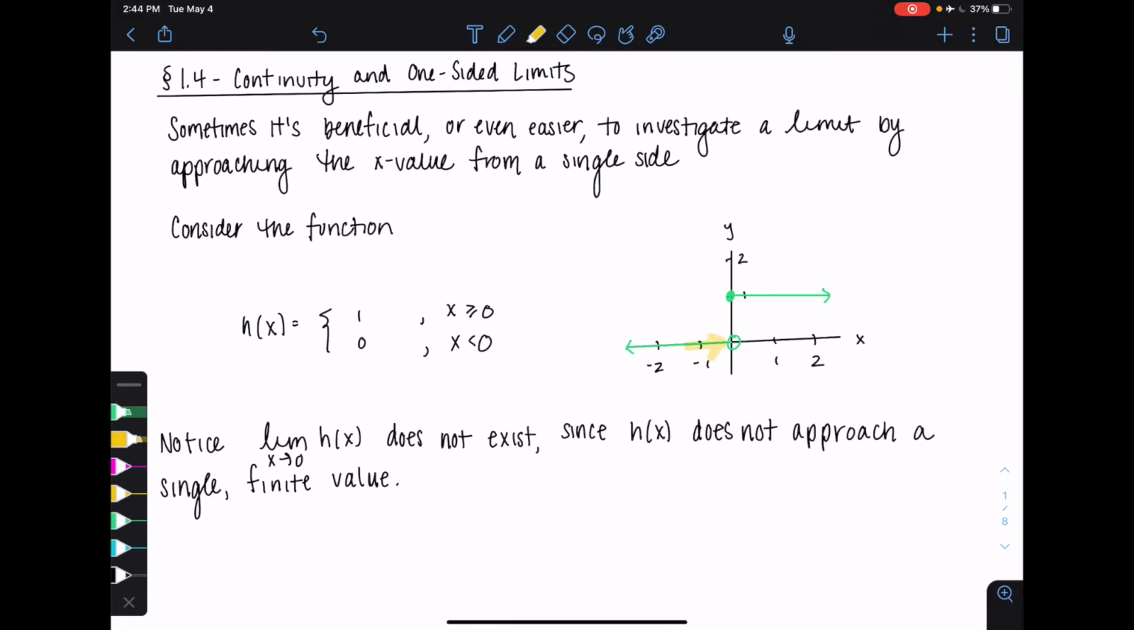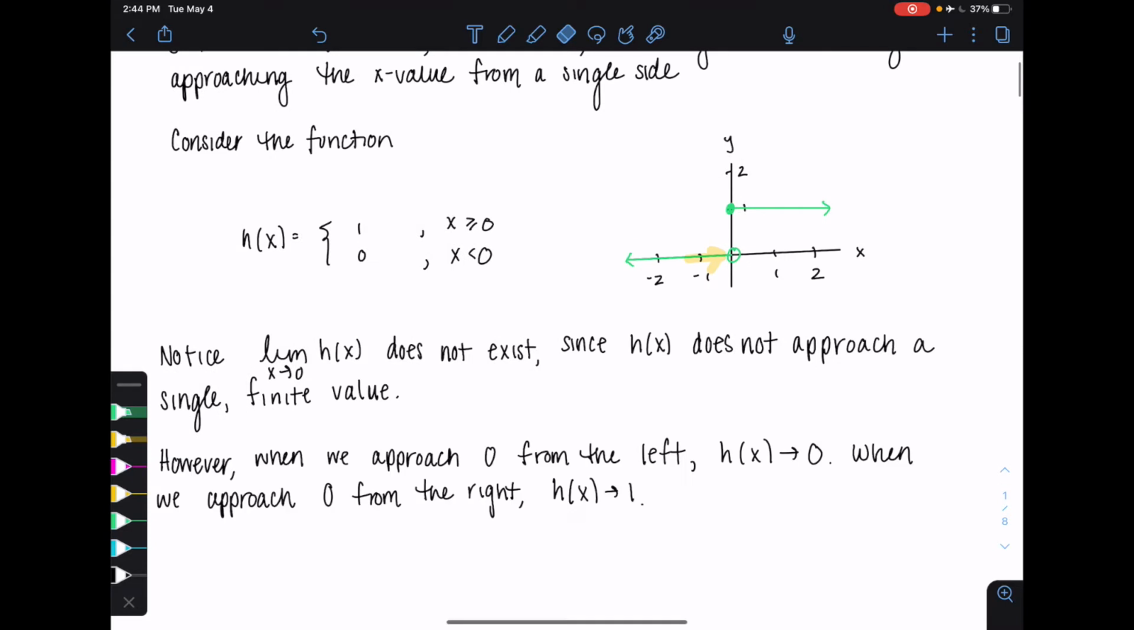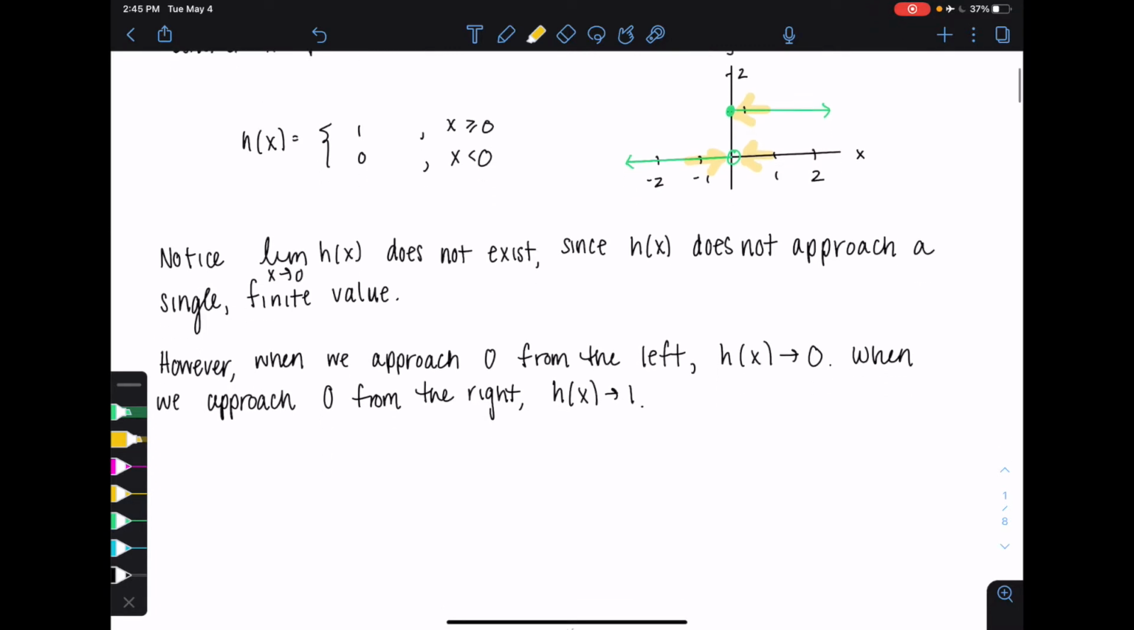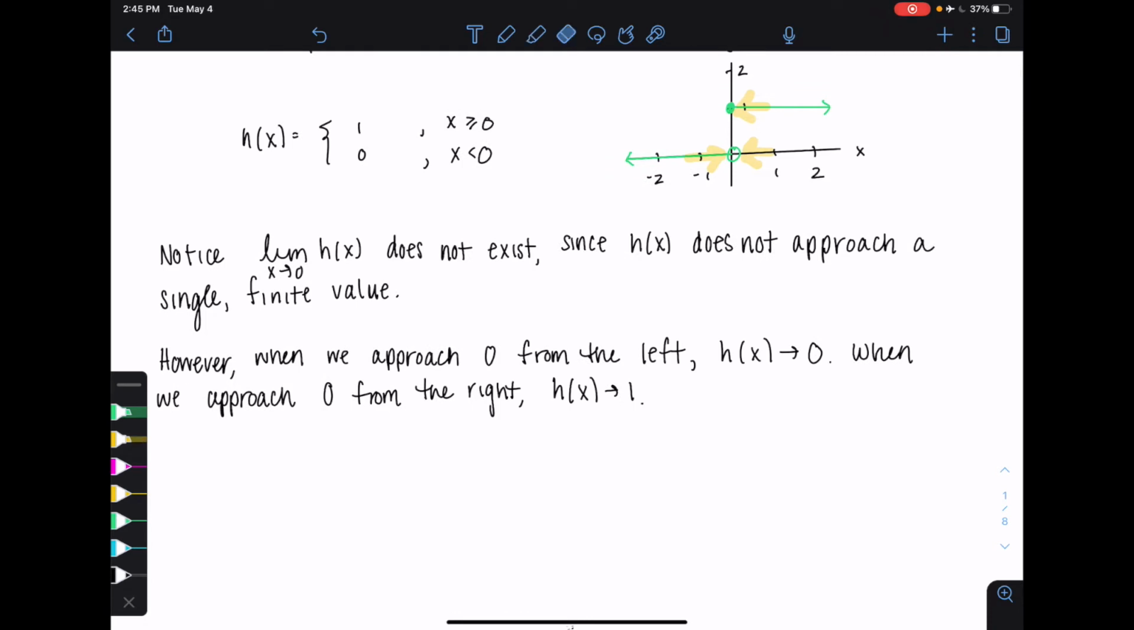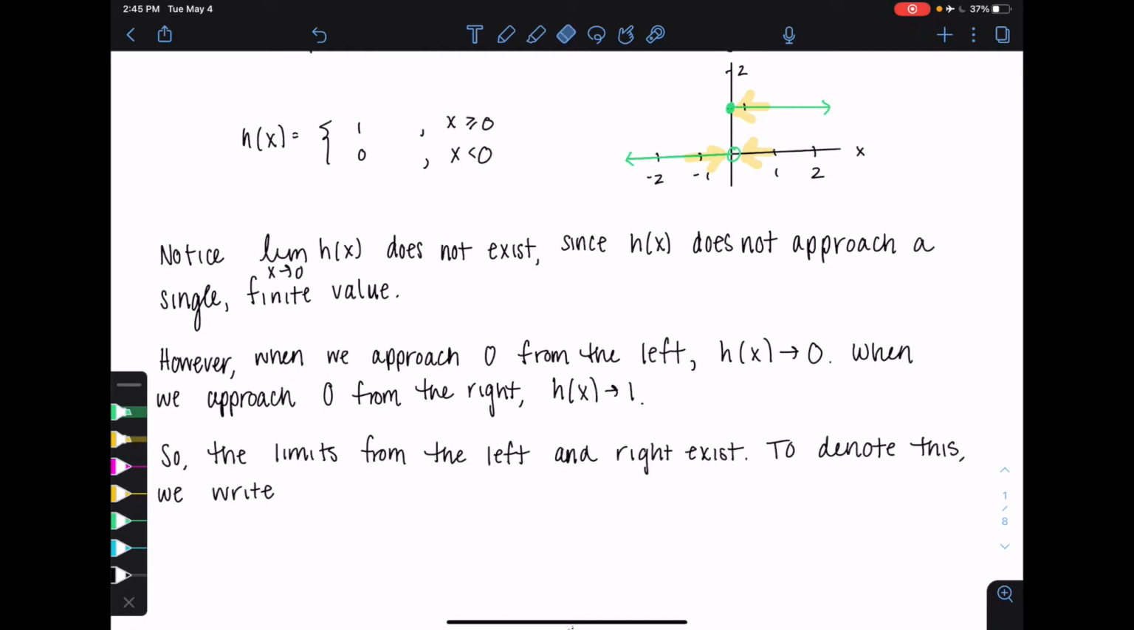then it looks like my function is going closer to 0. So when we approach from the left, this function goes to 0. And likewise, if we approach from the right, my y is going to 1. So on the right-hand side, it looks like my function is going to 1. So ultimately, the limits from the left and right exist. It's just the overall double-sided limit doesn't.